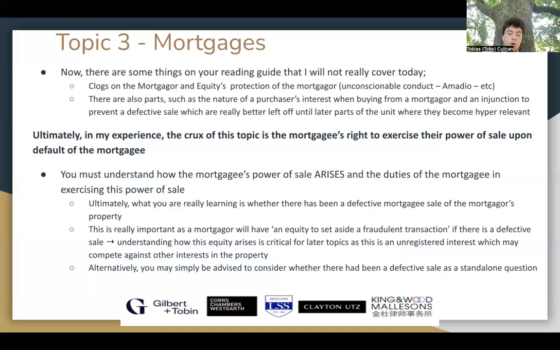This is really important as a mortgagor will have an equity to set aside a fraudulent transaction if there's a defective sale. Store that in the brain, it'll be coming up later and you'll be getting assessed on it in your exam most likely. Understanding how this equity arises is critical for later topics, as this is an unregistered interest in property, which may compete against other interests in the same property. Will the mortgagor win? No, the bank probably will.